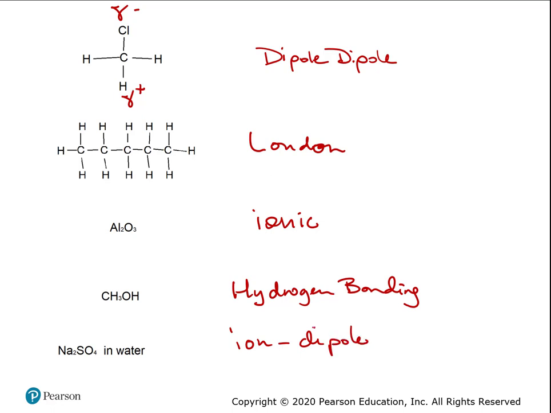Because that's a salt. Na2SO4 is a salt. Metal in a non-metal group. Salt in water. Ion dipole.